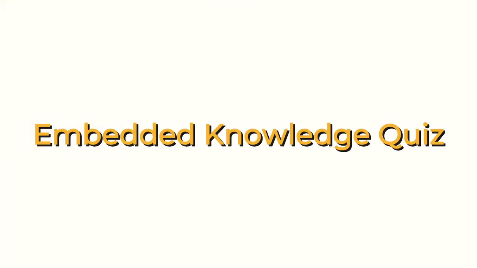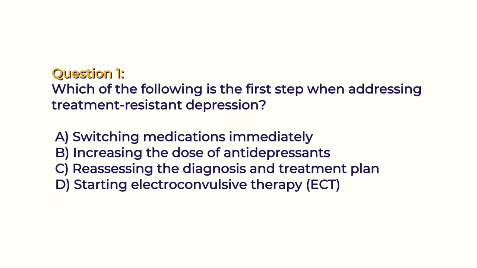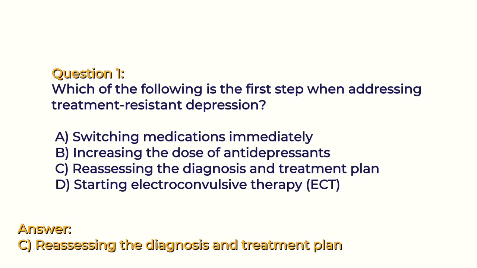Embedded knowledge quiz. Now, let's test your knowledge with an embedded quiz. Question 1. Which of the following is the first step when addressing treatment-resistant depression? A. Switching medications immediately. B. Increasing the dose of antidepressants. C. Reassessing the diagnosis and treatment plan. D. Starting electroconvulsive therapy, ECT. Answer. C. Reassessing the diagnosis and treatment plan.